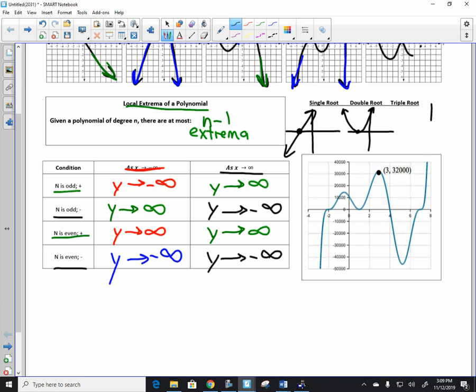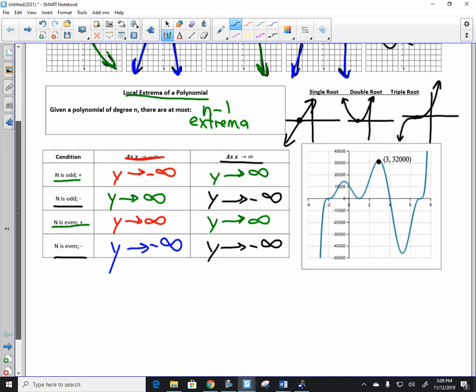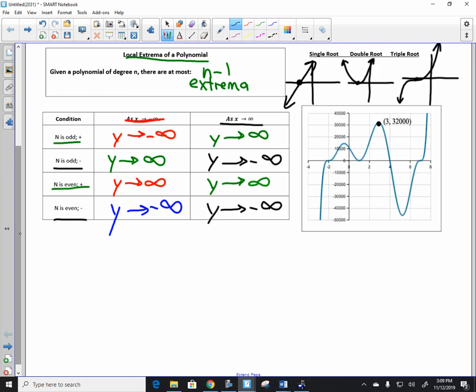And a triple root, it will come through and it'll flatten out right at that spot and then pass through. So there's single roots, double roots, triple roots, there's quadruple roots, but I just show you the first three. And if you look at the graph right below it, you can see what kind of shape you get. For example, this root right here is a triple root.